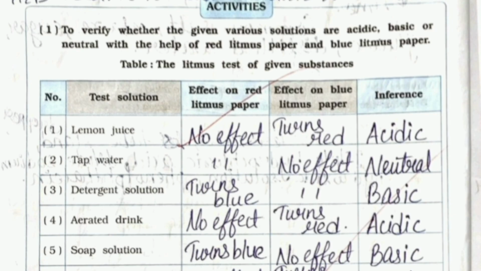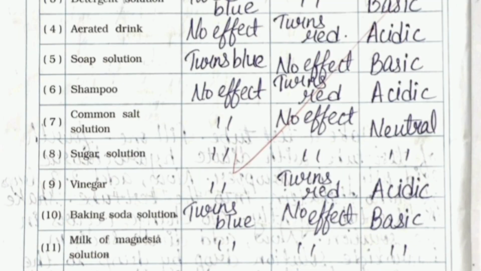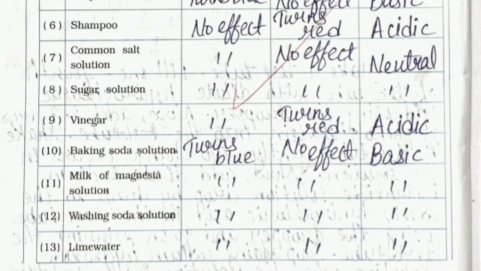Now the activities. The first activity, the test solutions are already given. We have to write the effect on red litmus paper and blue litmus paper. And you need to write whether the substance is acidic, neutral or basic. Okay, so I have already completed the table. You can check and complete it in your workbook.